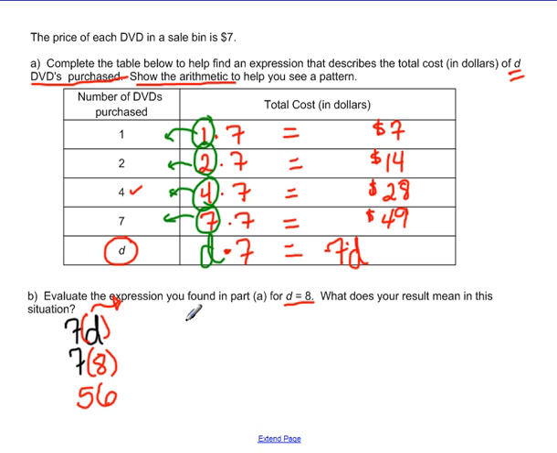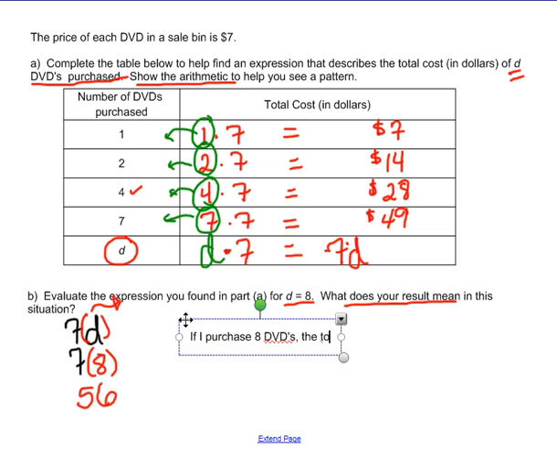And be sure to answer the last part of the question. What does your result mean? Well, let's think about this. What does our result mean? Remember, D was the number of DVDs. So what this means is, if I purchase 8 DVDs, the total cost will be $56. Okay, so we're bringing in all the information that they gave us to answer the question clearly. So here would be our final answer.